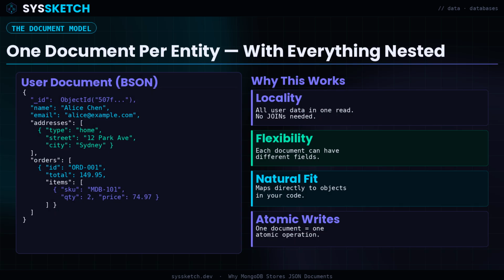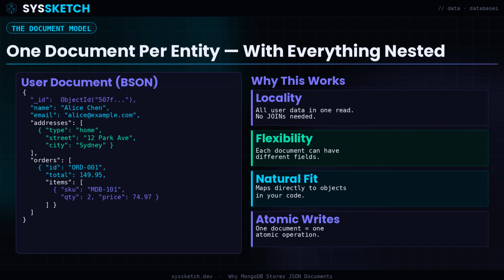Here is what a MongoDB document looks like for that same user: a single JSON object. The underscore ID field is a unique ObjectId generated by the database. Name and email sit at the top level. The addresses field is an array of embedded subdocuments, each with type, street, and city. The orders field is another array, and each order embeds its own items array inside it. The entire user with all their history and all their addresses lives in one place.